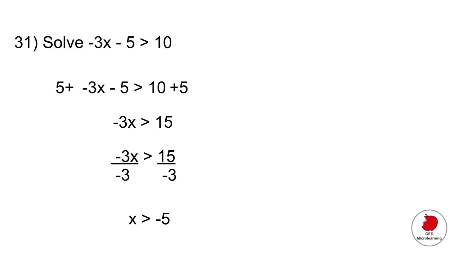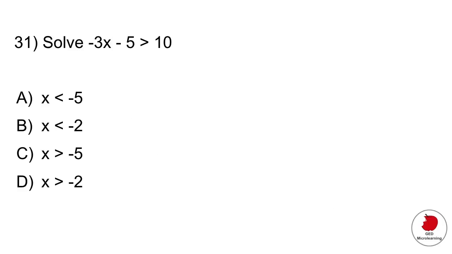However, here's another thing that you have to remember. Whenever you divide by a negative number in an inequality like this, the sign is going to change direction. So instead of having x is greater than minus 5, the correct answer is x is less than minus 5. That's just something you have to remember because it's a little bit of a trick.